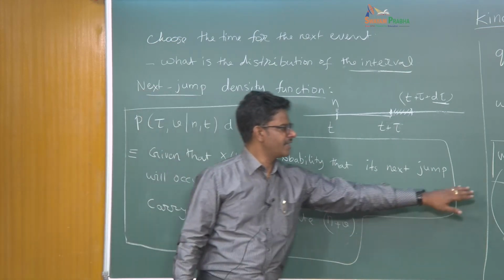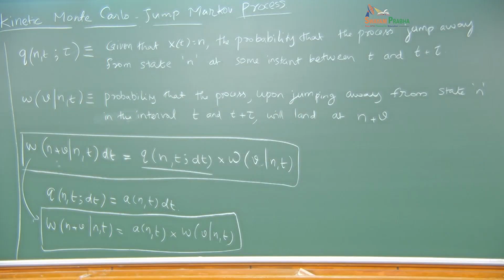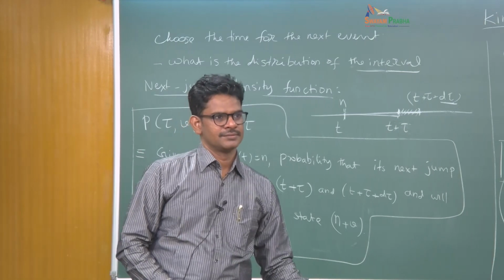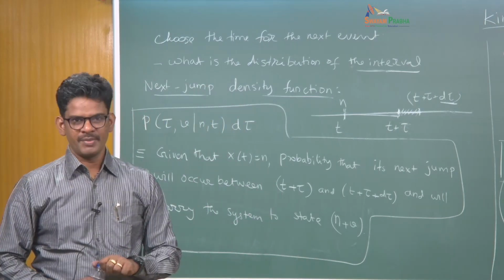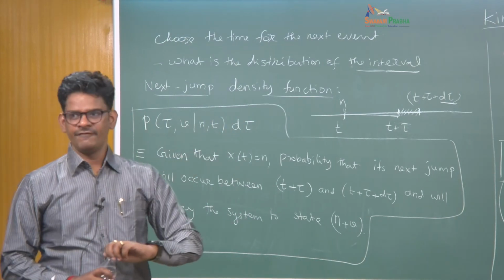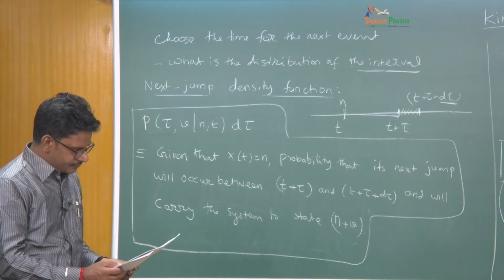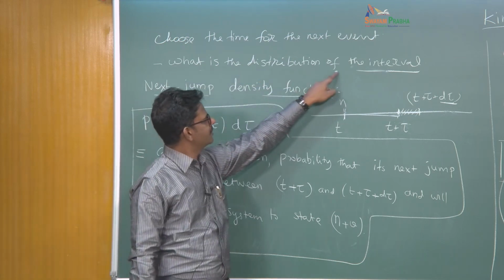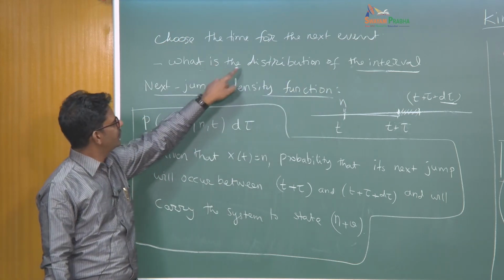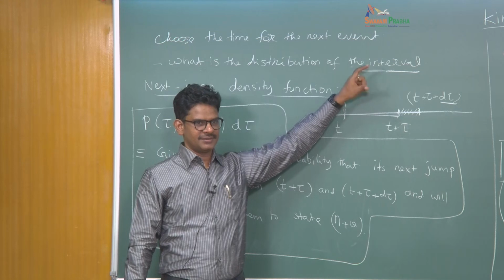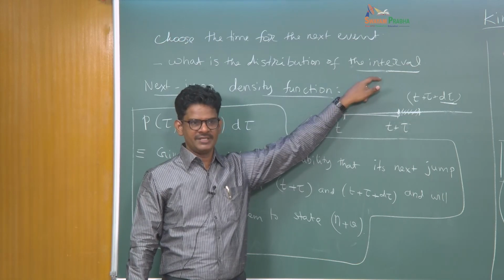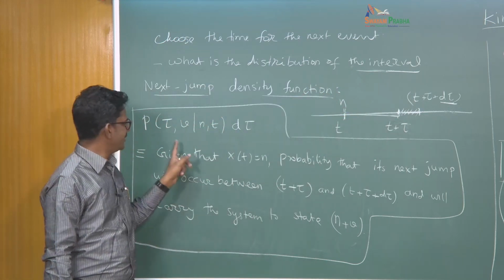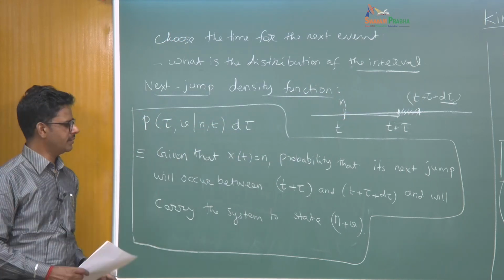So we are writing a surrogate model for this. Any comments, any questions here? Does it make sense, this kind of reformulating the problem? Now if you recollect, this is what I was looking for. I was looking for a distribution for the interval till which the system will be idle, and then in the next time interval it's going to jump, and that distribution is nothing but this.